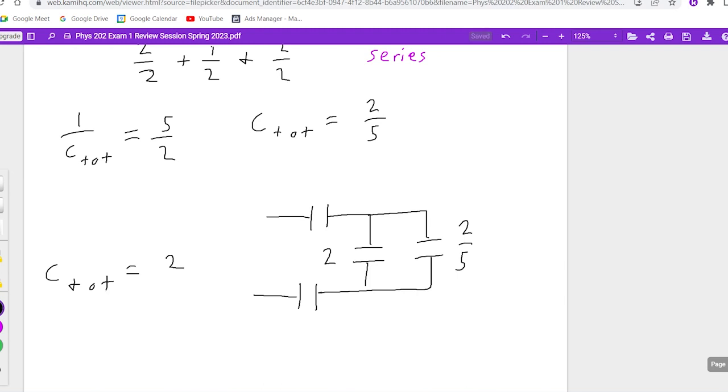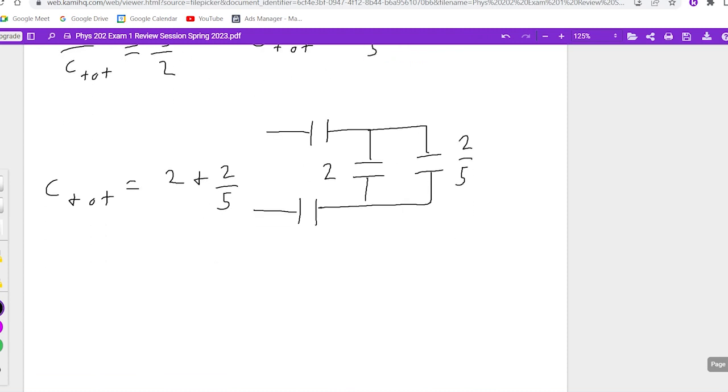So 2 plus 2/5. And this has a common denominator of 5. So that's really like 10/5 plus 2/5, which is equal to 12/5. And do I take the reciprocal of that? Nope, because these were in parallel and they just add directly. Okay. So now we're getting to the final push.